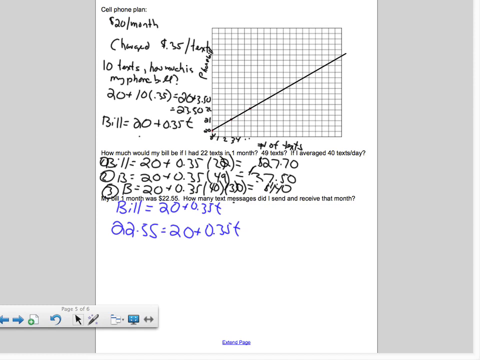So how do I solve for t here? 0.35 is multiplying my variable. What do I need to do first though? Minus 20. Yeah, I can subtract my 20. So I'm left with 2.55 equals 0.35t, and then divide both sides by 0.35.